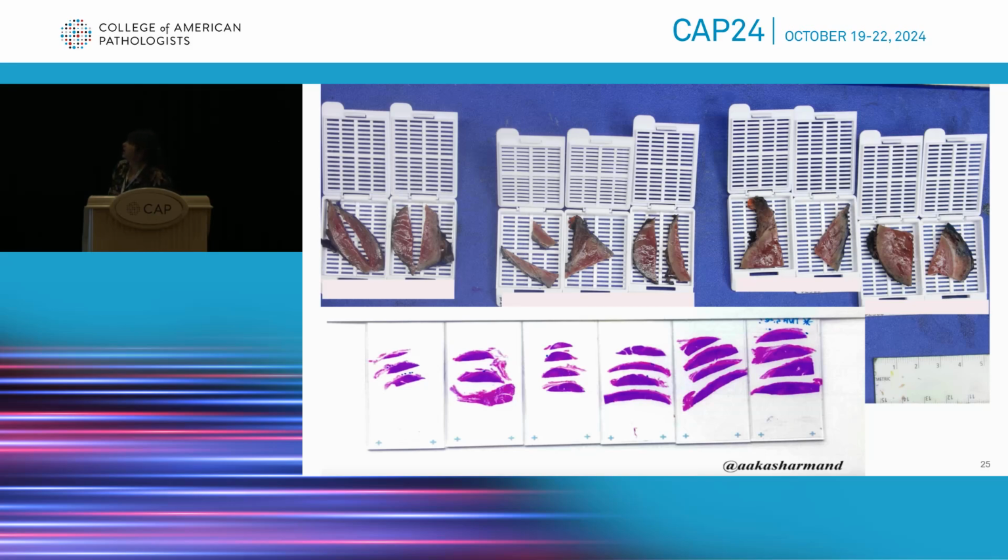And these are the sections that our grosser took, our resident or our PA, and they show a beautiful interface between the normal thyroid parenchyma and the lesion. And you can appreciate that you have, especially in the last cassette, this nice little rim of benign thyroid with a thin capsule. And this is the same as you can see in these whole slide images of the slides on the bottom, and you can appreciate the demarcation between the benign and the lesion.